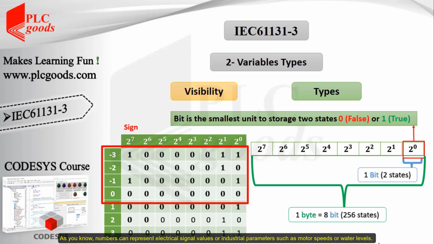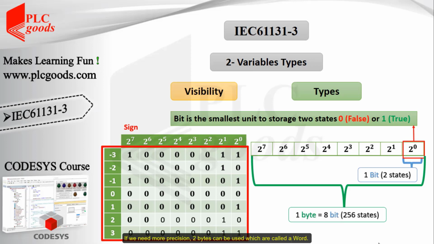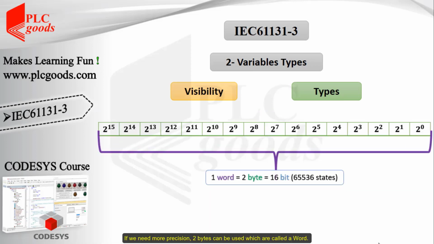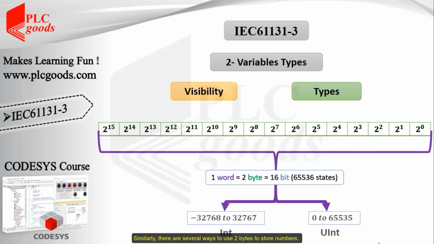As you know, numbers can represent electrical signal values or industrial parameters such as motor speed or water levels. If we need more precision, 2 bytes can be used, which are called a word. Similarly, there are several ways to use 2 bytes to store numbers.